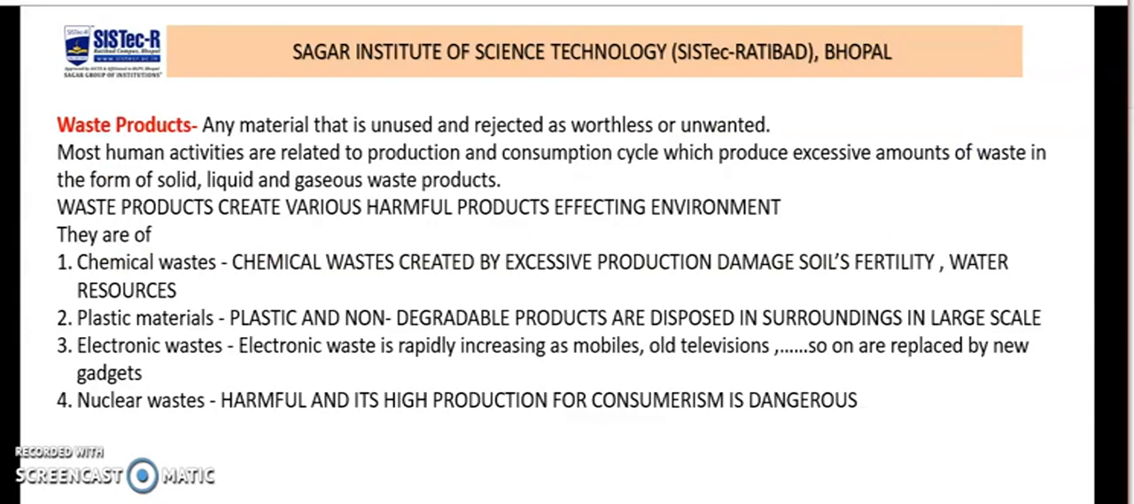Now waste product. What is a waste product? That which is never used or which we have rejected. So any material that is unused and rejected as worthless or unwanted. Most human activities are related to production and consumption cycle, which produce excessive amount of waste in the form of solid, liquid and gaseous waste products. So there are 4 types of waste products: chemical waste, plastic waste, electronic waste and nuclear waste.